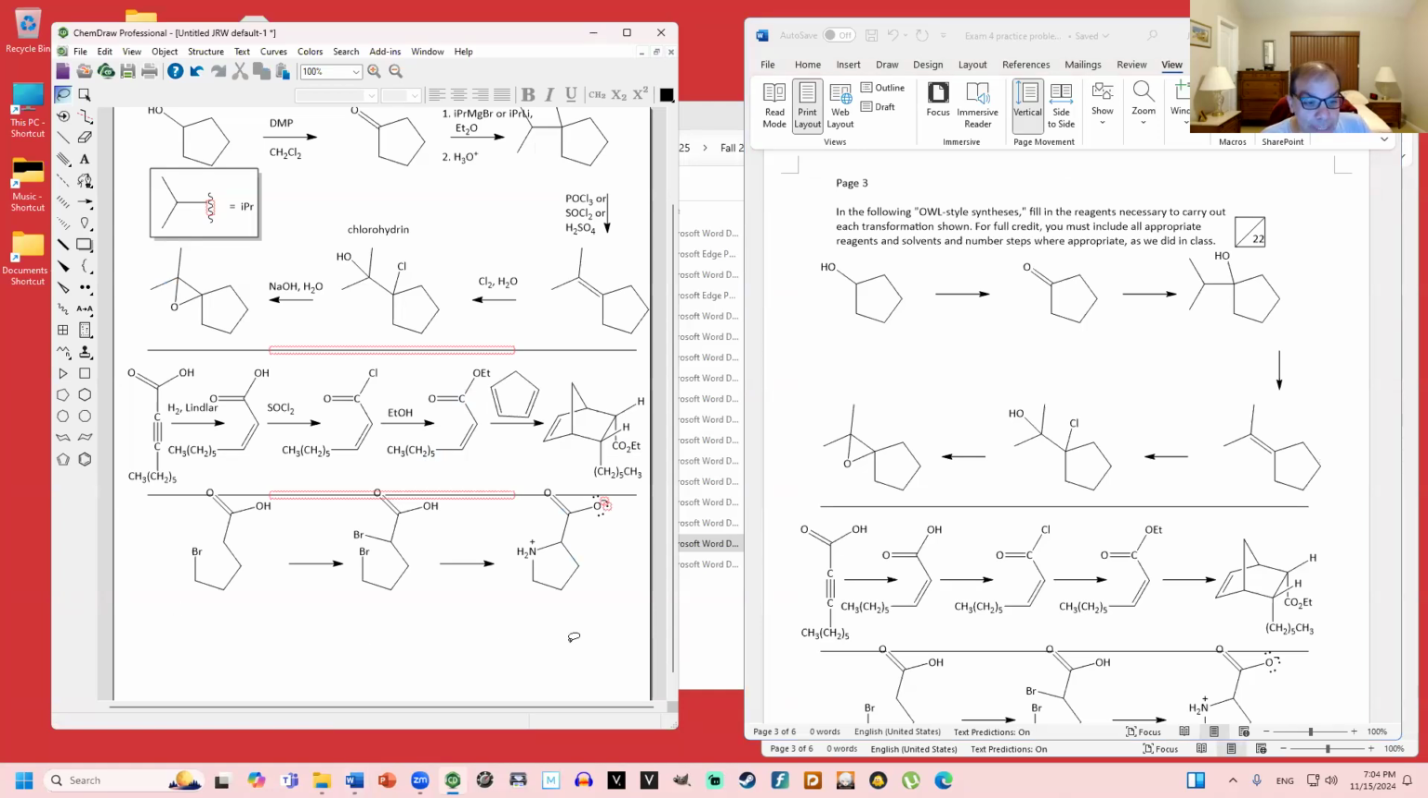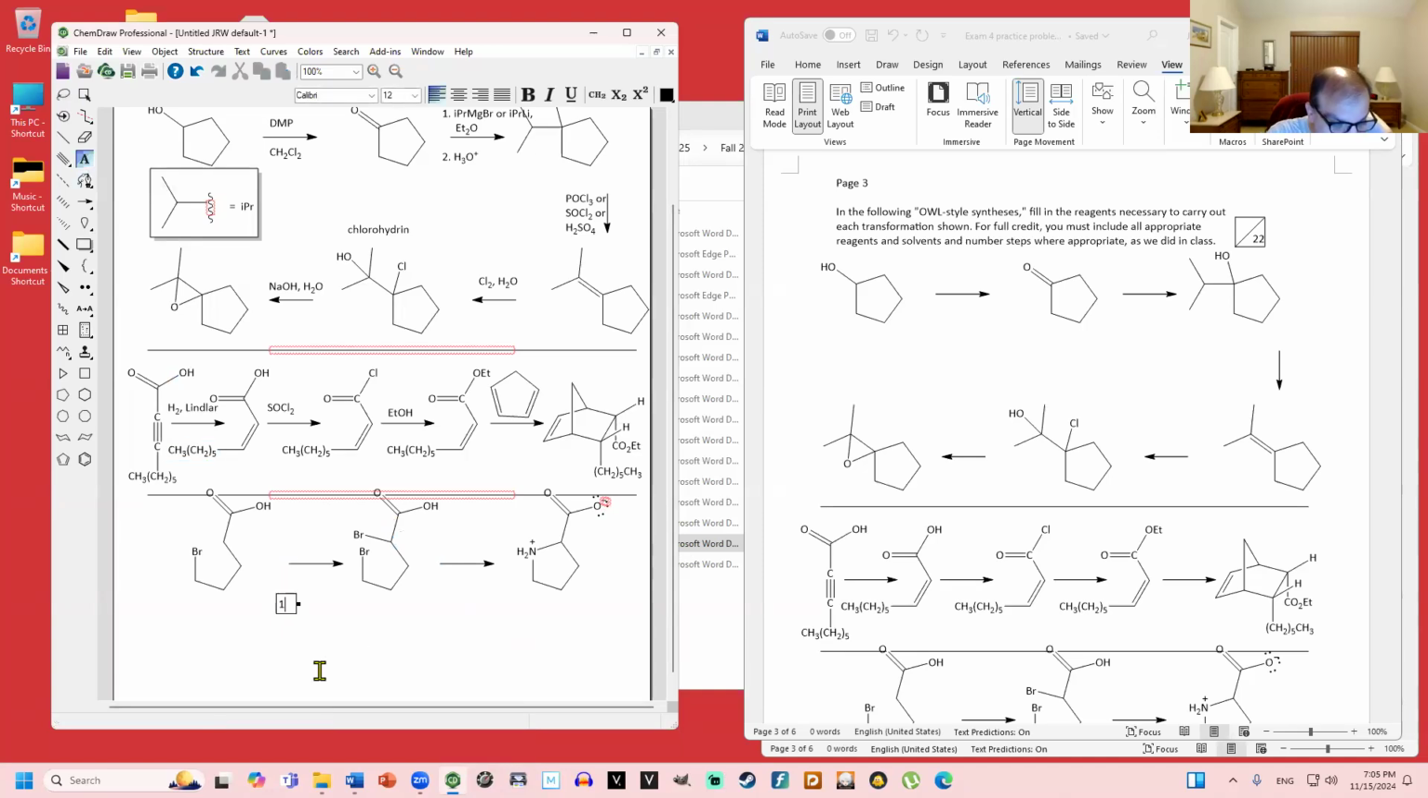Next one looks like we're making an amino acid. In fact, this is nothing other than proline. And this synthesis would work to make proline. You'd get a mixture of D and L proline, but you would make proline. In the first step, we're changing a CH2 to a CHBr. We've replaced a hydrogen next to a carboxylic acid with a bromine. That's a reaction we talked about in chapter 20.